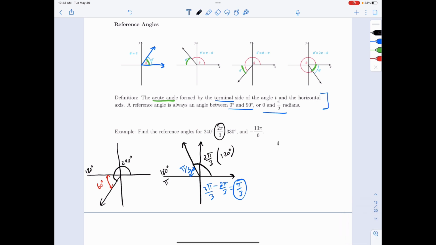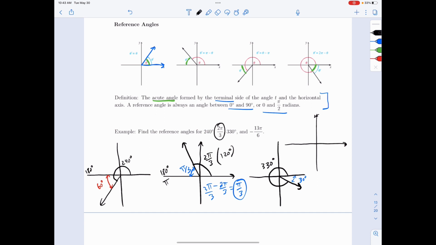The next one, 330 degrees. 330 is almost all the way around the circle. So there's 330 degrees. What's left over to get us back to the x-axis is this angle right here. 360 minus 330 gives us 30 degrees as our reference angle. And again, because this angle initially was given in degrees, we want our reference angle to be in degrees.